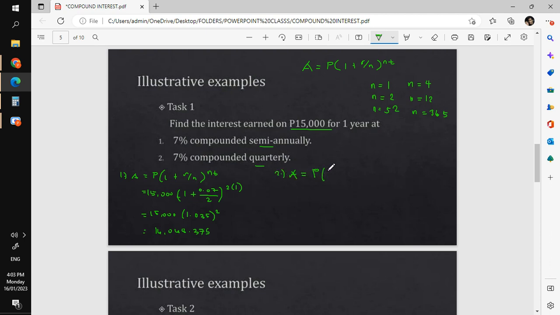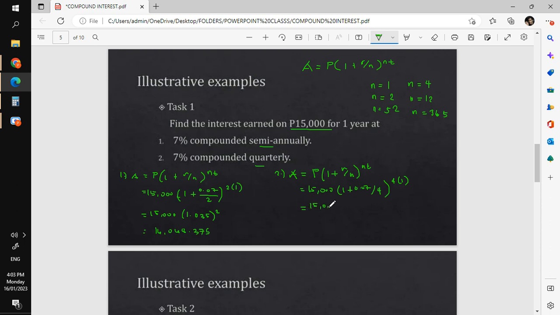A is equal to P times 1 plus R over N raised to N times T. So the principal amount is 15,000. You have 1 plus the rate of interest divided by N, quarterly. So our N here is 4, right? The rate of interest is 0.07, the same as the other one. They only differ in the value of N, since this is compounded quarterly. So N is 4, raised to 4 times 1.